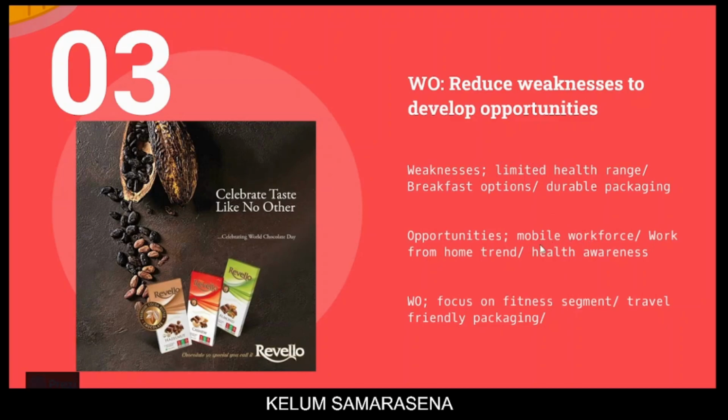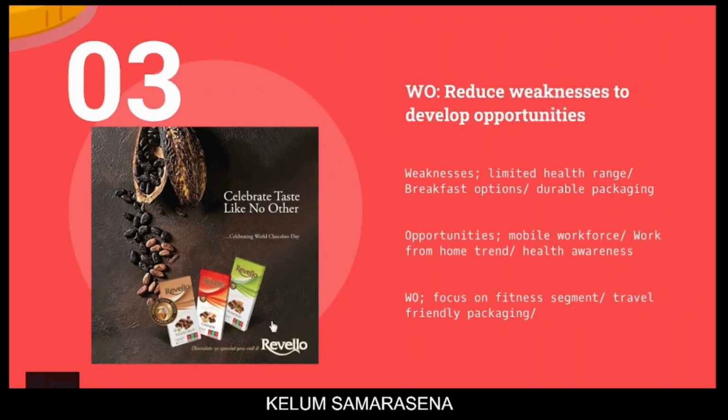So what about minimizing weaknesses then? Yeah, having more fitness segment. Go for travel friendly packaging like the Revelo cardboard box. That helps a little bit with packaging and traveling, rather than the typical Sri Lankan chocolate that comes with the wrapper only, right? Like the Ritzbury range ones.